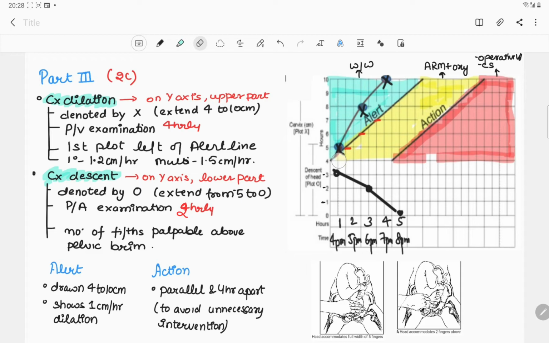For example, at 4 pm it is 5 cm dilated, and at 6 pm it is 8 cm dilated. Then we have to join the plottings. Cervical descent is also plotted on the y-axis in the lower part, denoted by O, extending from -5 to 0. Measured on per abdominal examination every 2 hourly, by the method of number of fifths palpable above the pelvic brim.